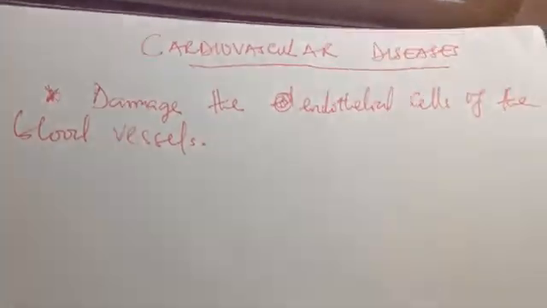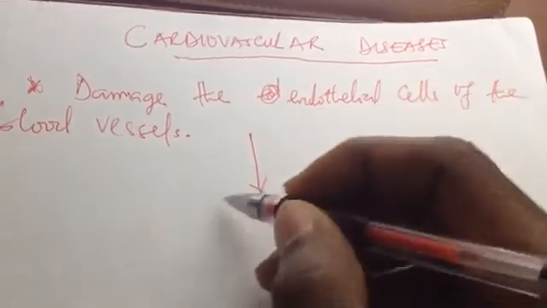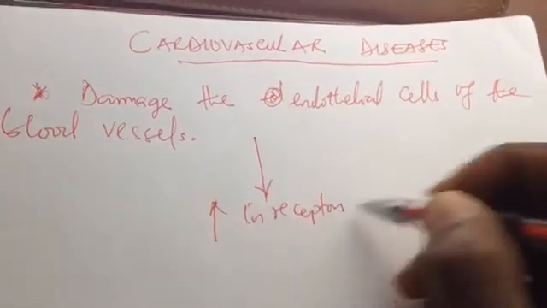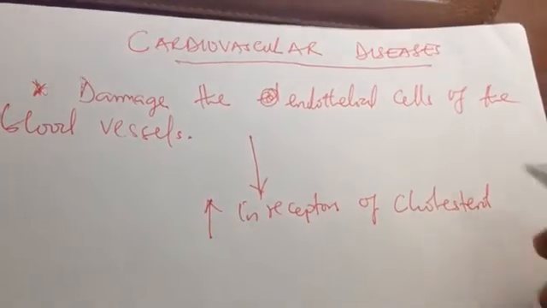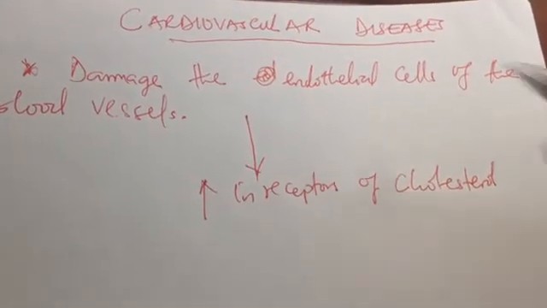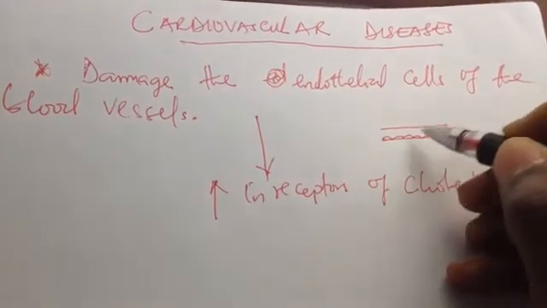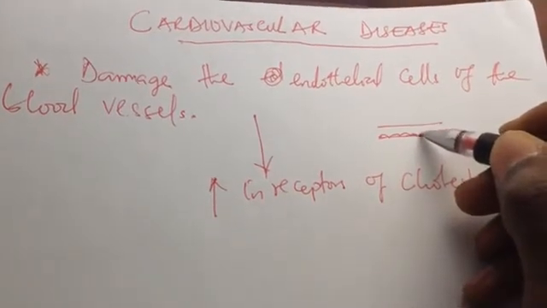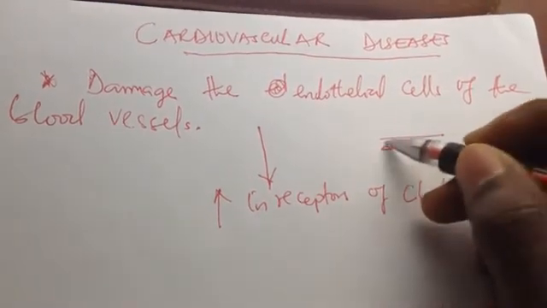So whenever a blood vessel's endothelial cells are damaged, there is going to be an increase in receptors for cholesterol from the blood. These receptors are going to be expressed on the surface of the endothelial cells. Let's say this is the endothelial cell, and this is the blood vessel. So these toxins damage these endothelial cells, and if they are damaged, there is an increase in the receptors that are responsible for capturing a lot of cholesterol from the moving blood, right?